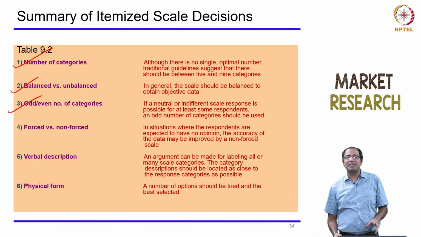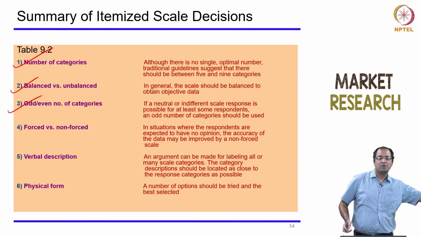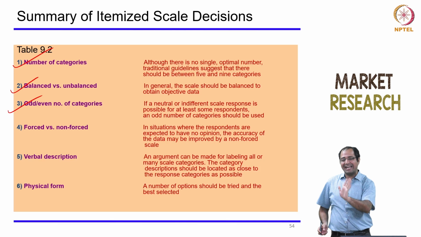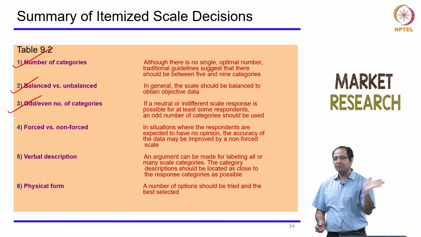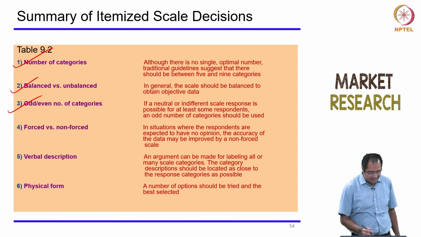So odd is when you include the midpoint, even is when you say very important, important, unimportant, very unimportant. In between is missing. That is even, and odd is when you provide the in between. Generally we provide an in between option also.